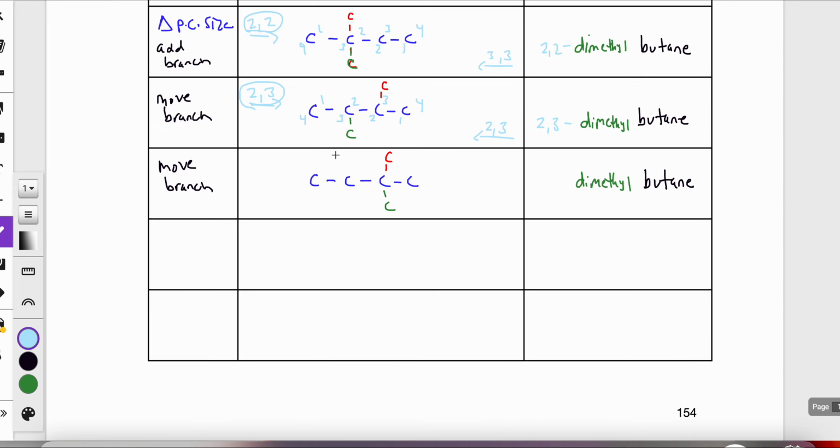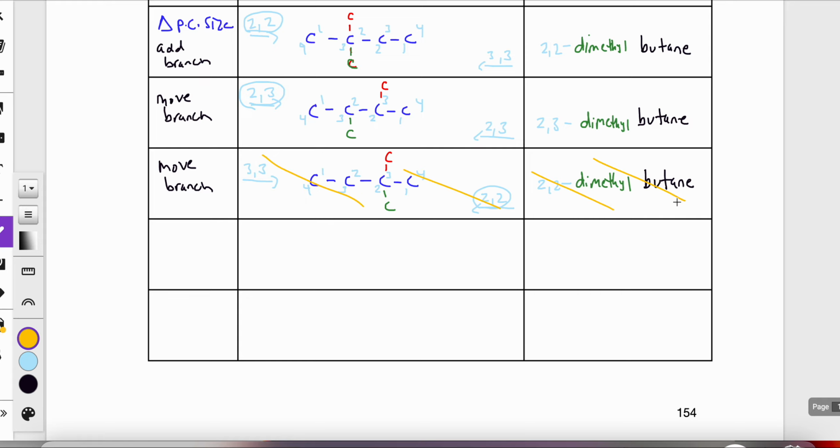Our last example here, okay, is that now we have, when we number left to right, the branches are both on carbon 3, but if you look at them from right back to the left, both of the branches are on parent chain carbon 2. So this is 2,2 dimethyl. So this is not a new or different isomer. We have a repeat structure. So this is a repeat structure, not a new isomer.